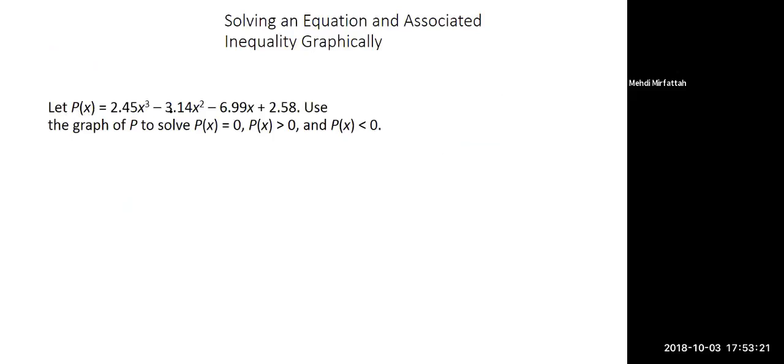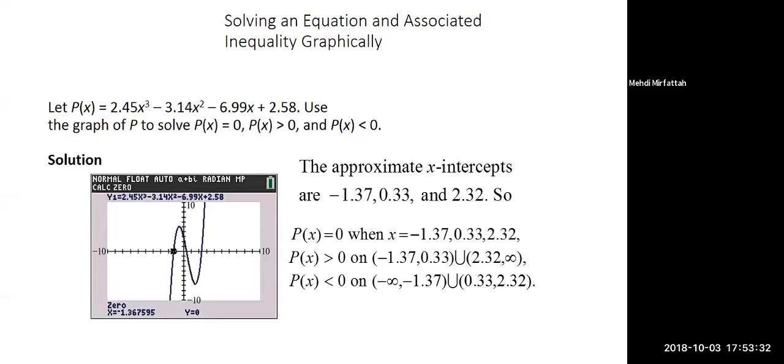So let p of x be given as this. Use the graph of p to find where p of x is equal to 0, greater than 0, less than 0. So we can easily graph this using your calculator. And as you can see, the graph is going to be above the x-axis from this point to this point, and also above the x-axis from this point to infinity. It would be below the x-axis from negative infinity to this point, and also below the x-axis between these 2 points. And that's how you can see where your graph is above or below the x-axis just by looking at the graph and the x-intercepts.